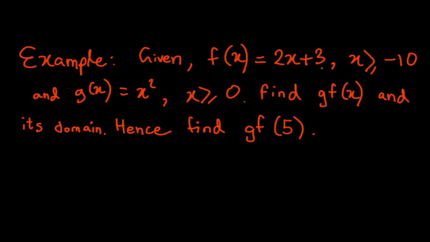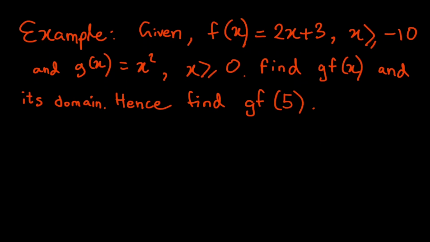Given that f of x is equal to 2x plus 3 for the domain x is greater than or equal to minus 10, and g of x equals x squared for the domain x is greater than or equal to 0. Find g of f of x and its domain. Hence, find g of f of 5.